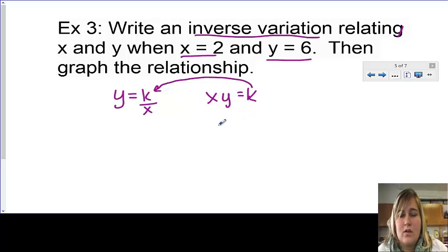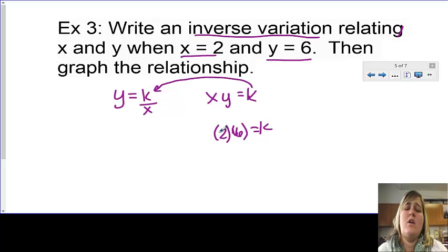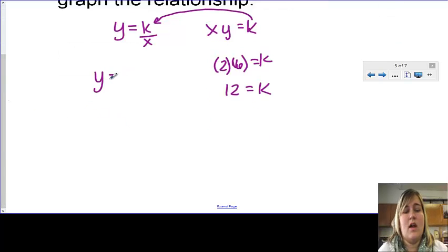So I have, instead of x, I'm going to put 2. Instead of y, I'm going to put 6. And that has to be equal to k. So 2 times 6 is 12, so that means that 12 is equal to k. So my equation for inverse variation is y equals 12 over x, because I just plugged that in for k. Now, if you have a graphing calculator, all you have to do is punch this into your y sub 1 and then hit graph. So you have y sub 1 equals 12 divided by x, and you can graph it. If you don't have one, then you can set up a nice t-chart.